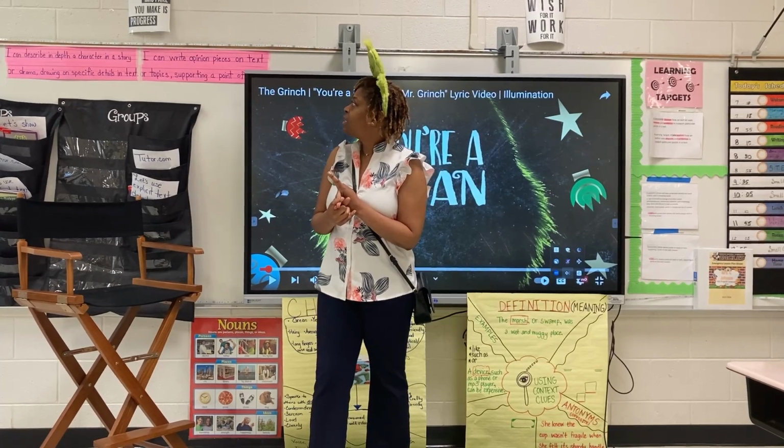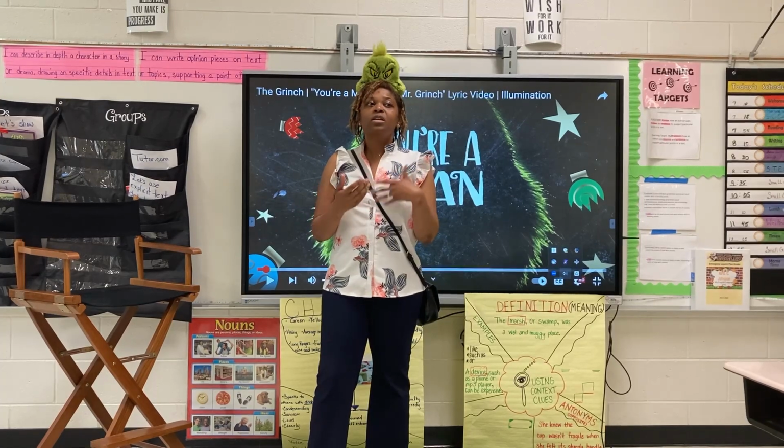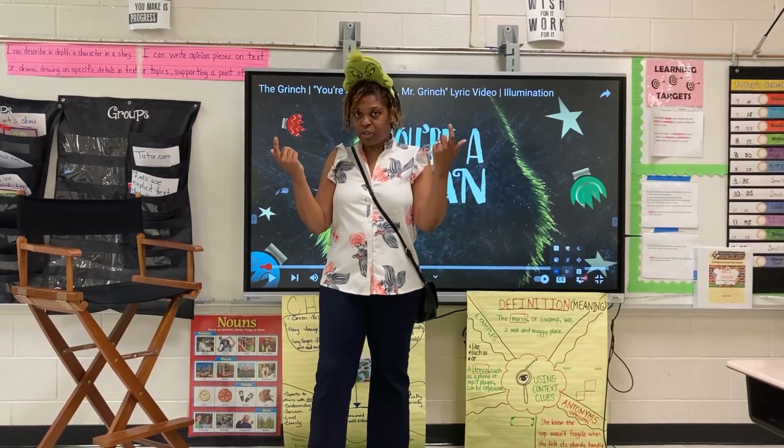And the word details, or specific details, can also be called out, because students should be able to use specific details from the text to describe their character.